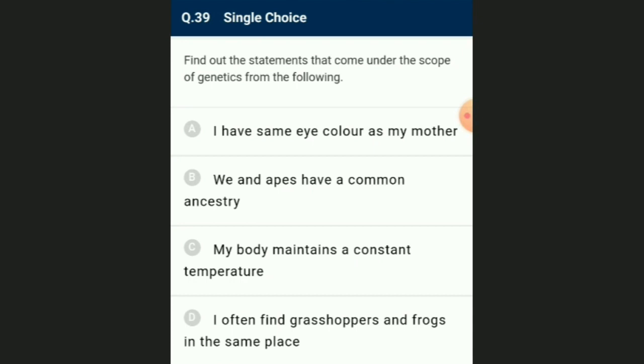Question number 39. Find out the statements that come under the scope of genetics from the following. The term genetics was coined by Bateson in the year 1905. It is a branch of science concerned with biological properties and their inheritance from one generation to another. I have the same eye color as my mother. So that is the statement that comes under the scope of genetics from the following. So the answer for this question is option A.